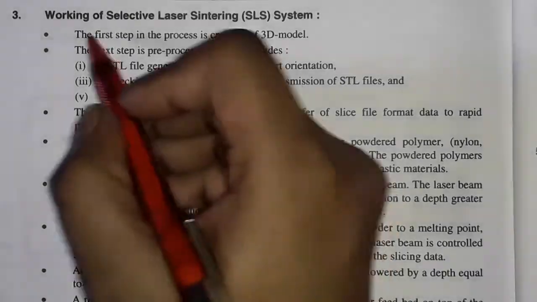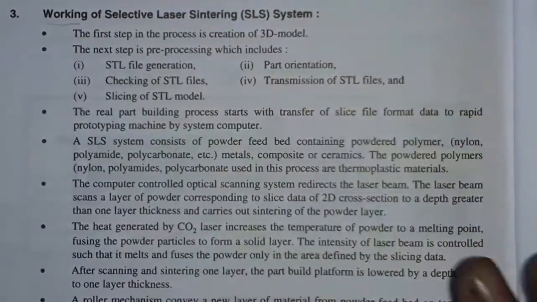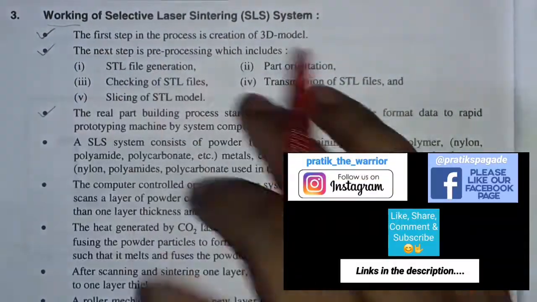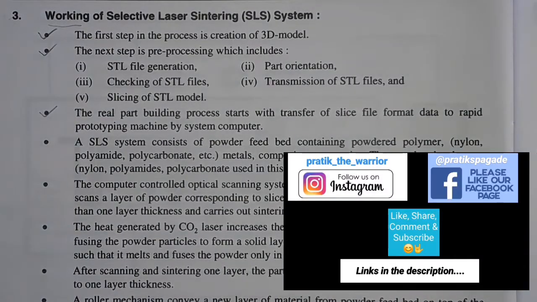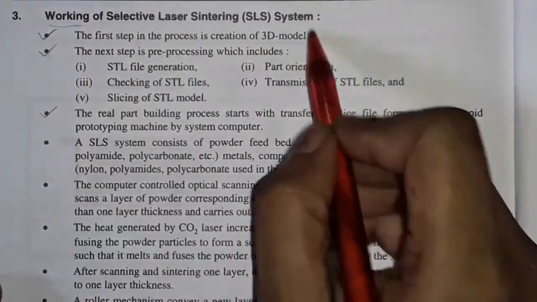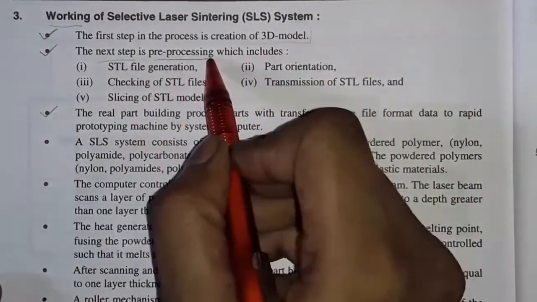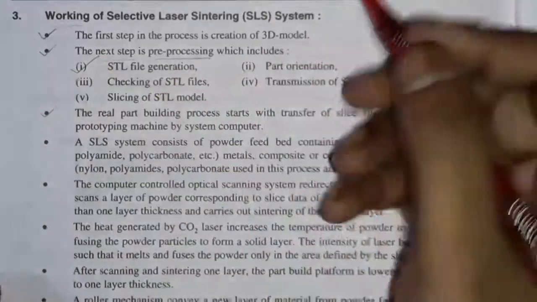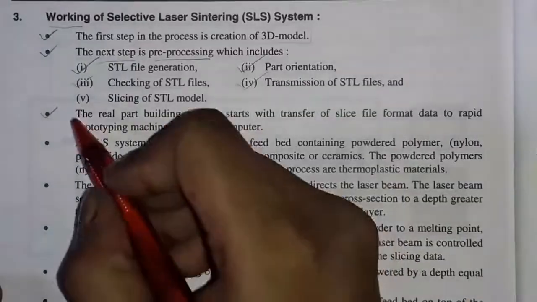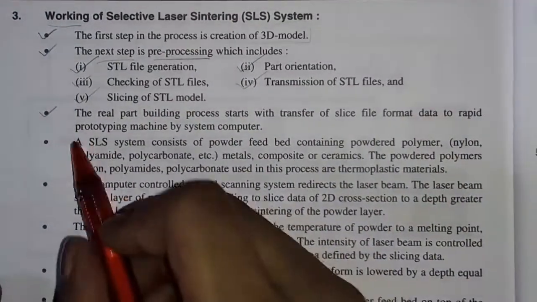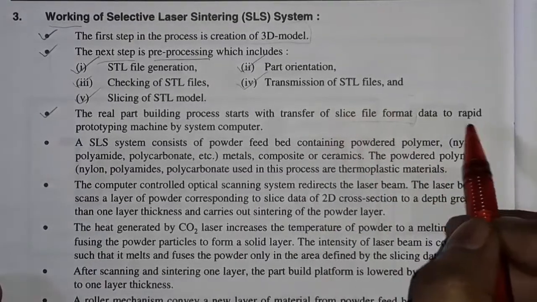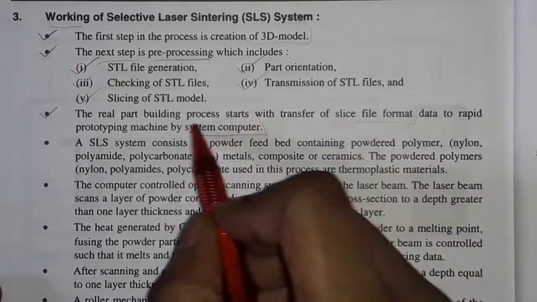Now friends, let's see the working of selective laser sintering process. Here friends, these three processes are mostly common in every rapid prototyping system. The first step is the process of creation of 3D model. The next step is pre-processing, which includes STL file generation, part orientation, checking of STL files, transmission of STL files, and slicing of STL model. The real part building process starts with transfer of slice file format data to rapid prototyping machine by system computer.